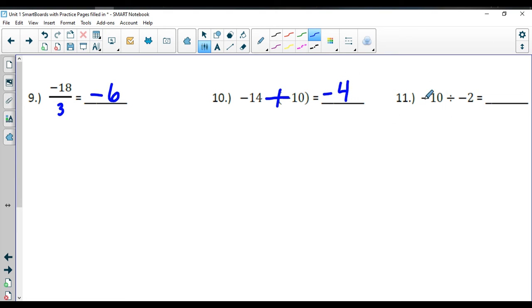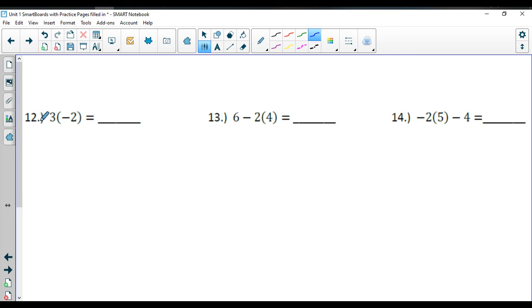In number 11, you have -10 divided by -2. Signs are the same, so you divide and your answer is positive. 10 divided by 2 is 5. Number 12, you have 3 times -2. You're going to get -6. Signs are different, you multiply.